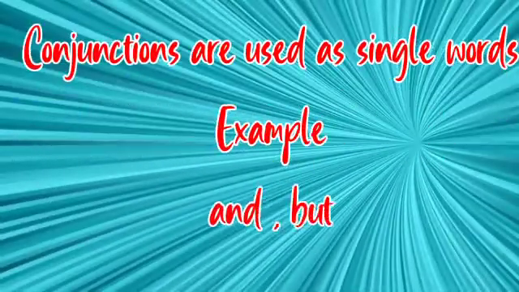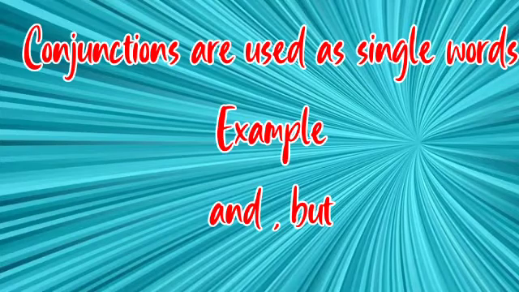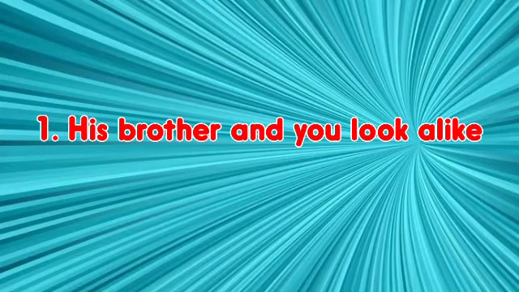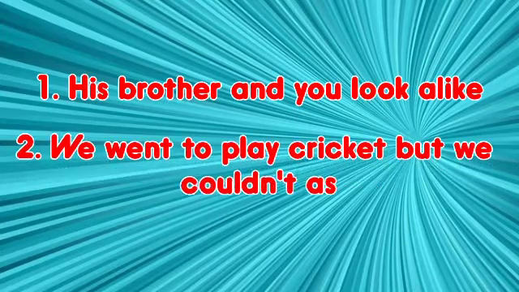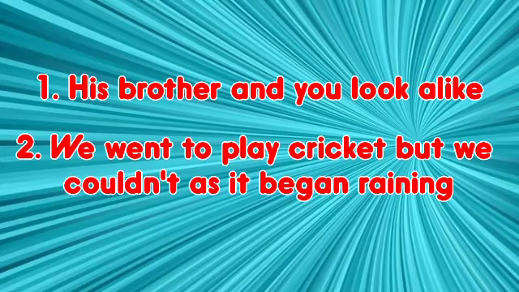Conjunctions are used as single words. Example: and, but. His brother and you look alike. We went to play cricket, but we couldn't as it began raining. Here, and, but are both conjunctions because these two words join two parts of sentences.